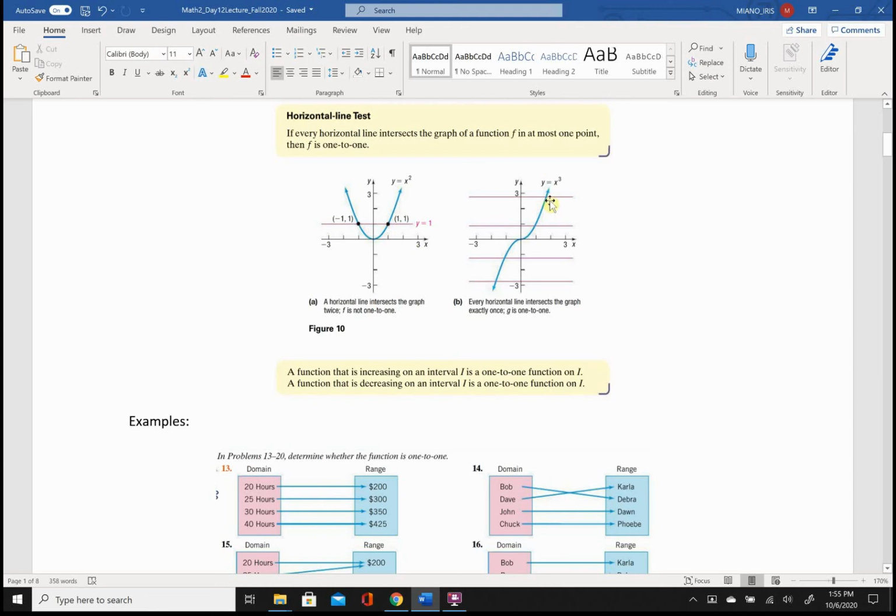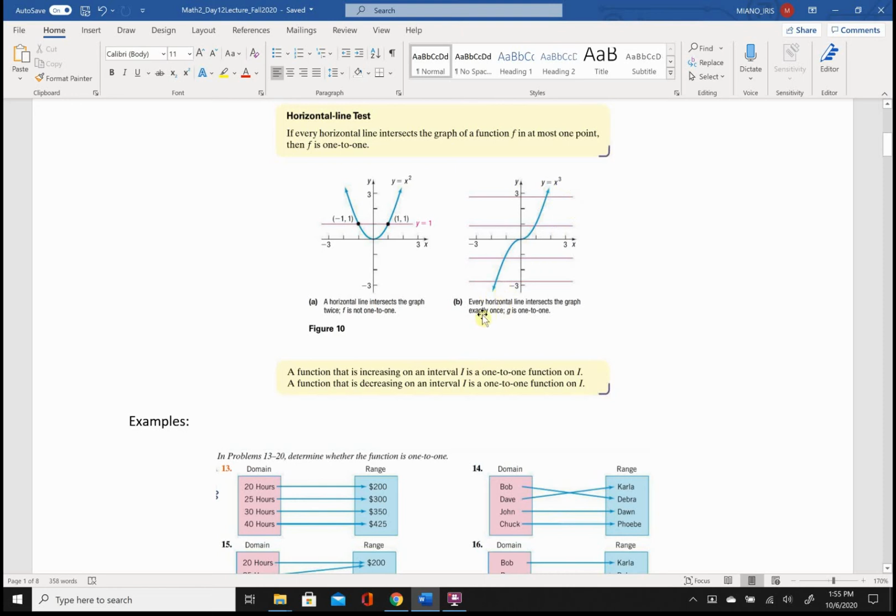Enter the cubic function, though, y equals x to the third power. Notice that every possible horizontal line that could be graphed on top of this blue trajectory representing this graph only crosses it once.